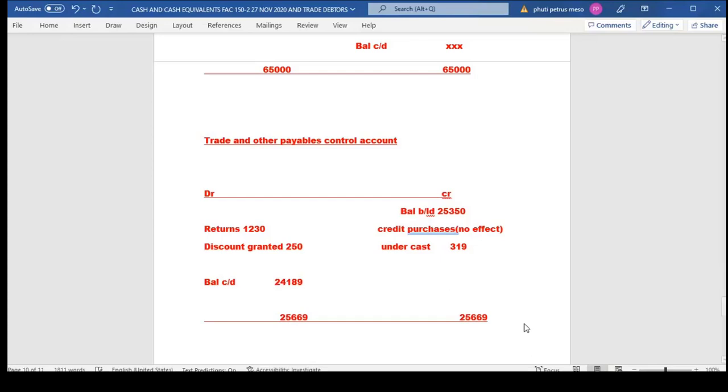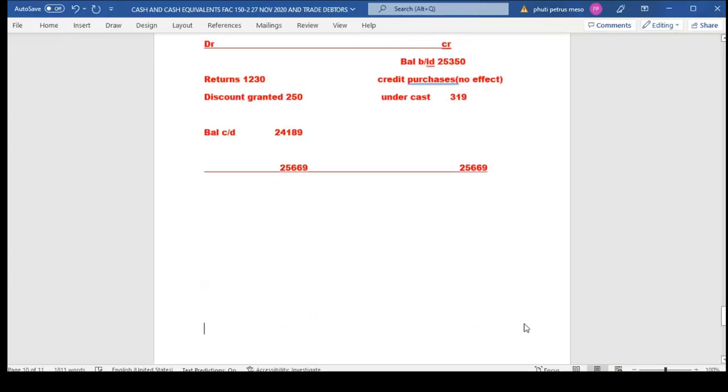That's your balance carried down. And because the liability has power on the credit side, these would be the opening balance for next year. So you'd say balance carried down, the amount is 24,189, just like this. So that means it's going to be the opening balance for the next period or the next accounting cycle. Before I move on to trade receivables control account, any questions? Not from my side.